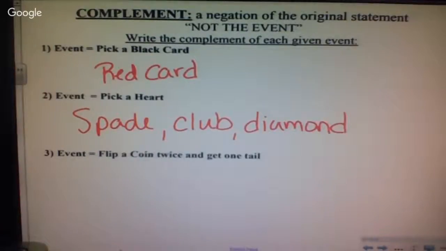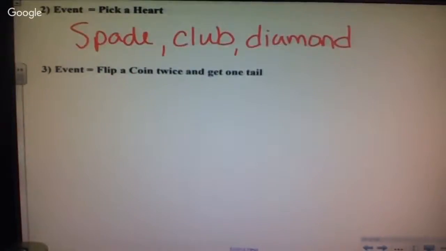Okay. Your third event says flip a coin twice and get 1 tail. Don't do it in terms of heads. We want to try to stick with tails. So I can get 2 tails or no tails.